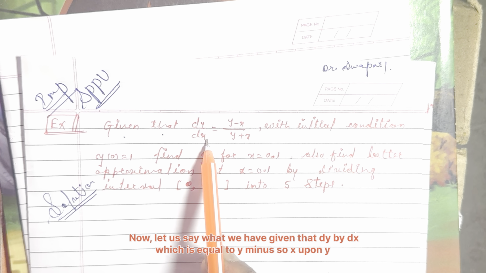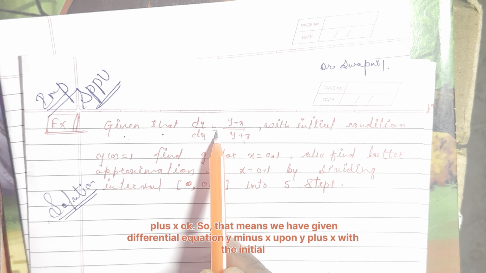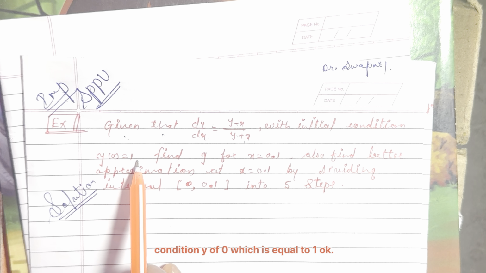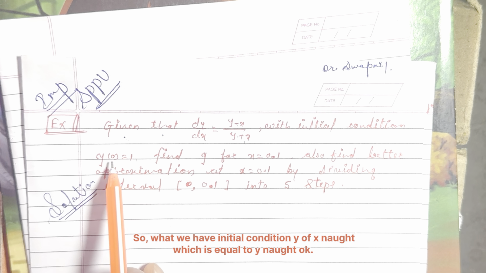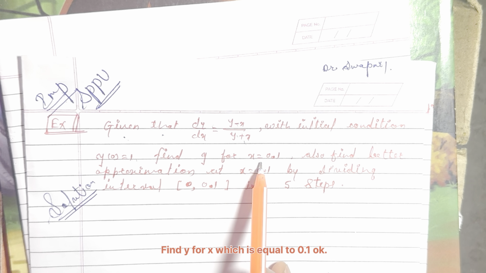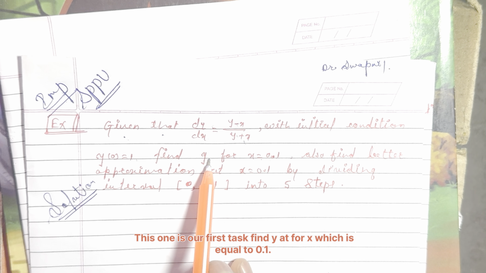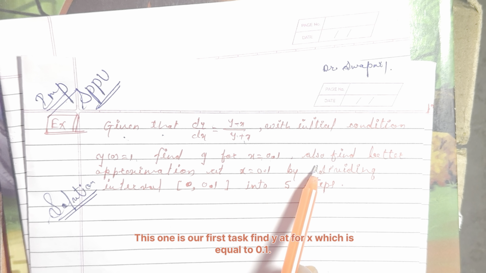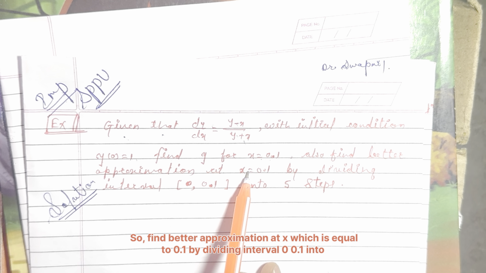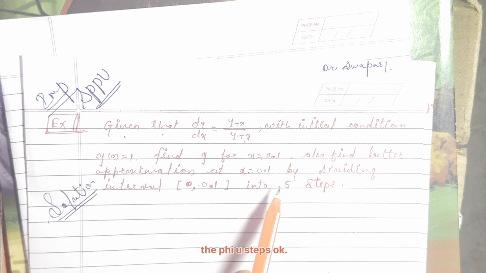Given dy by dx equals y minus x upon y plus x, with the initial condition y of 0 equals 1. That is, the initial condition y of x naught equals y naught. Find y for x equal to 0.1. This is our first task. Also find a better approximation at x equal to 0.1 by dividing the interval 0 to 0.1 into 5 steps.